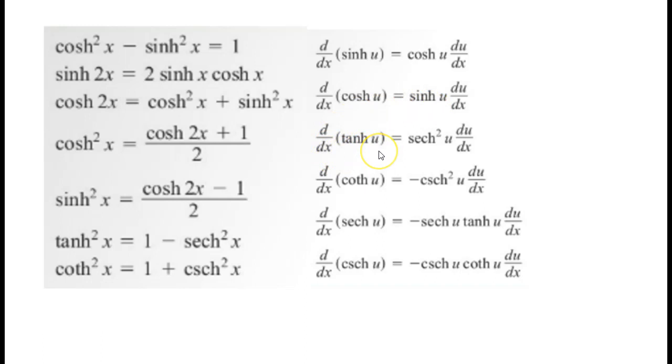When you're looking at the derivative of tanh, it is sech squared. The derivative of coth is negative csch squared. This seems to match what we have in the normal trigonometry. But the derivative of sech is not positive sech tanh, but negative sech tanh. The derivative of csch is negative csch coth. The two that don't match what we expect are the sech and the cosh derivatives.